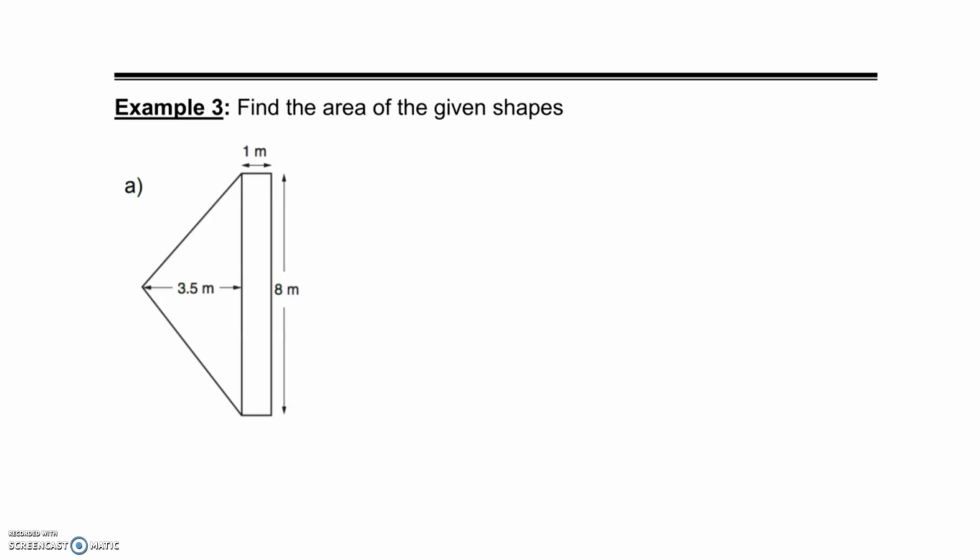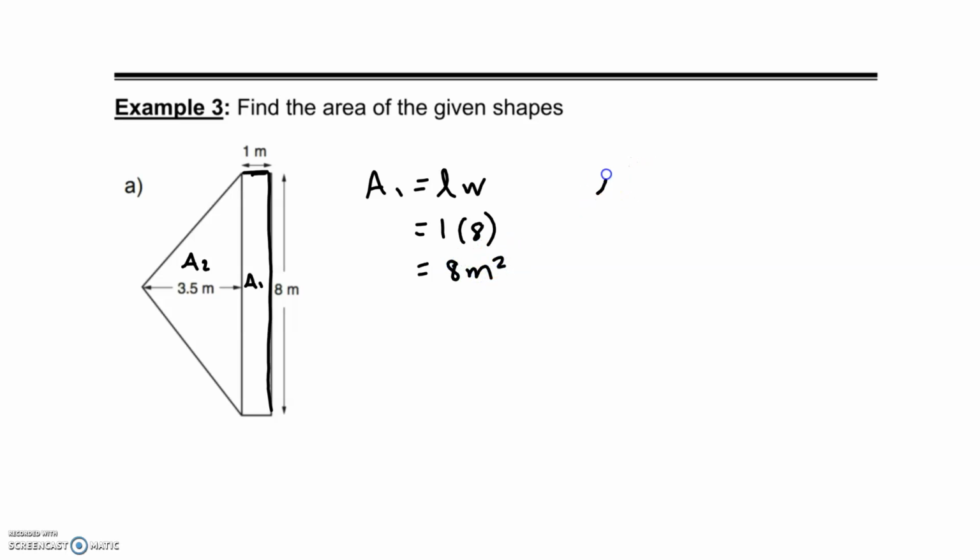Okay, example 3 says to find the area of the given shapes. I can see here it's already divided into 2 shapes for me. Let's call the rectangle area 1 and we'll call the triangle area 2. So area 1 is length times width, and I can see that I have 1 and 8 as my dimensions. So 1 times 8, and 1 times 8 is going to be 8 meters squared.